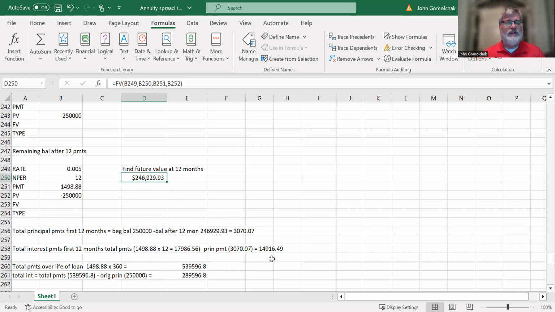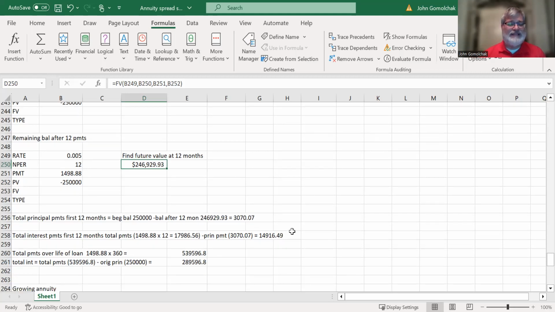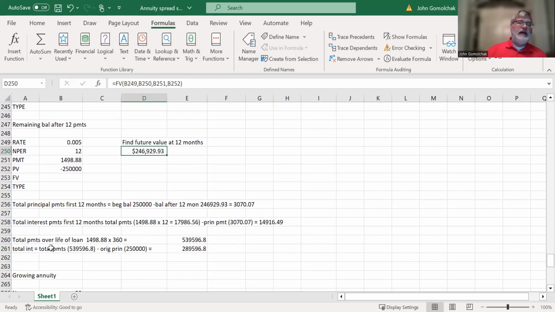All right, so what's our interest payment? Well, what are our total payments? We take our total payments, so the $1,498.88 times 12 gives us $17,986.56. We know we had a principal payment of $3,070, so let's subtract that out. Our interest payments were $14,916.49.